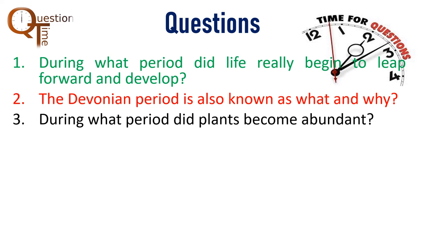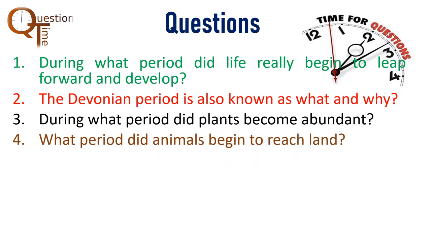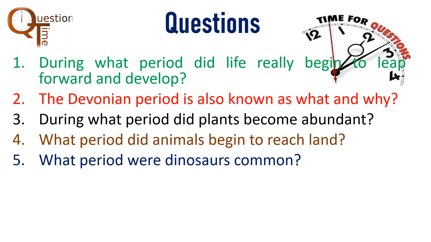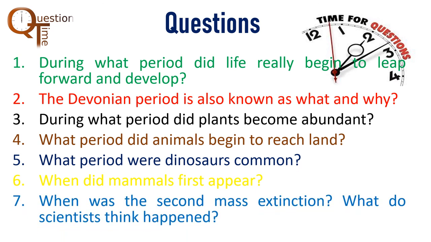Question number four. What period did animals begin to reach land? Question number five. What period were dinosaurs common? Next, when did mammals first appear? Seventh question. When was the second mass extinction? What do scientists think happened?